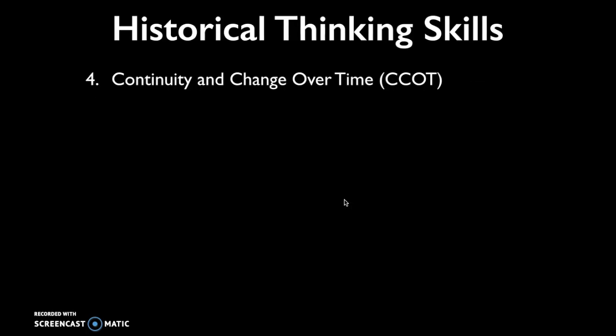So continuity and change over time, CCOT. This is probably the least intuitive and most difficult for students who are coming in contact with it for the first time. When you think about continuity, things that have stayed the same and then things that are changing over time. So what they'll do is they'll give you a time period and they'll give you a particular region and they'll say, all right, what has stayed the same? What has ultimately changed? And one example of this is using this video about gymnastics.